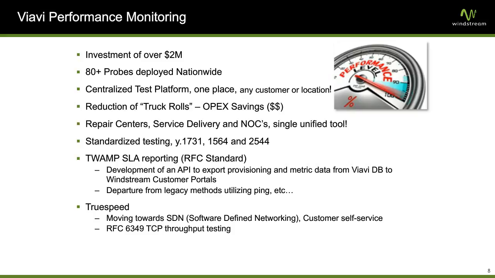One of the other things that Michael's going to touch on that we have deployed, and this really moves to our SDN type of vision at Windstream, is Viavi TrueSpeed, and that is really what we consider the edge for us of SDN type technology. This is a customer self-service tool. It does RFC 6349 TCP application throughput testing. It allows a technician to build a test and send a link to the customer, and in the cloud, if you will, they click on the link, run the test at their convenience, and get the test results. We're really keen on this when we get customers who really want to see some application performance testing and things like 1564 aren't satisfying their desire to test the performance.